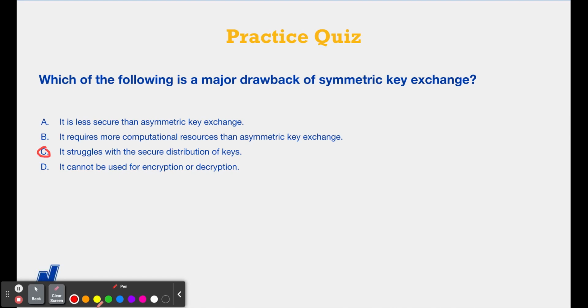While symmetric key exchange is generally more efficient than asymmetric, securely sharing the key between sender and receiver is a significant challenge. The key must be exchanged over a secure channel to prevent interception, which is not likely practical or possible in many real-world applications. Cool. So let's go on to the next.